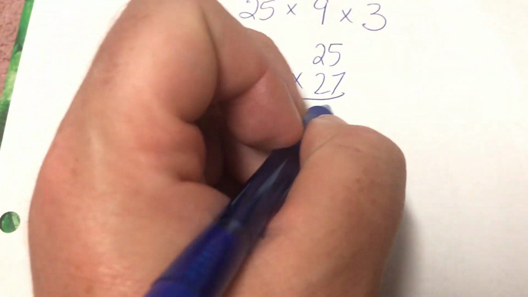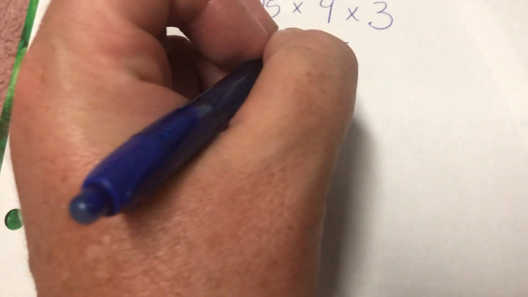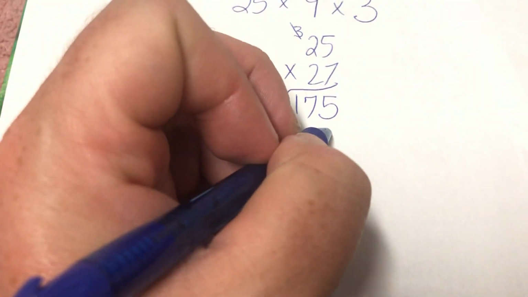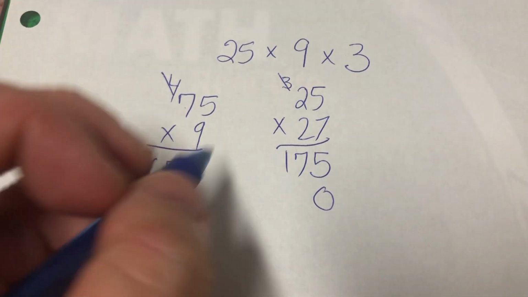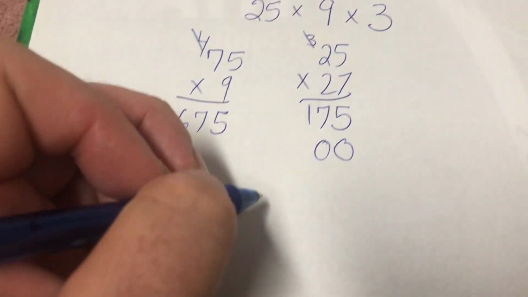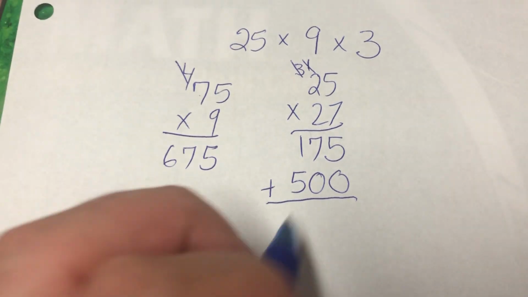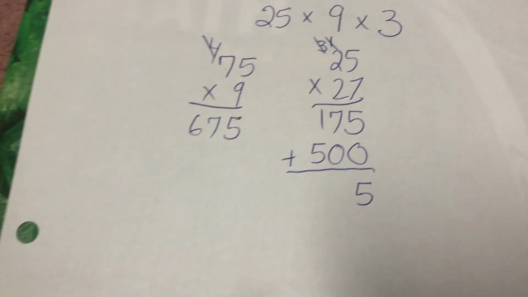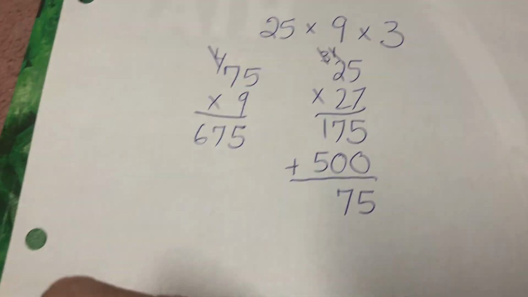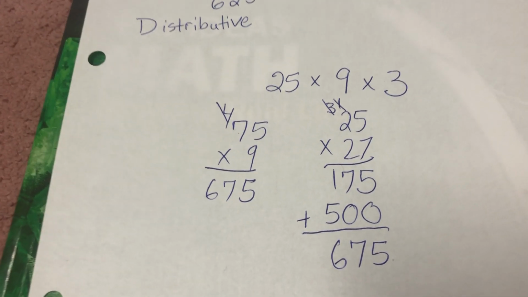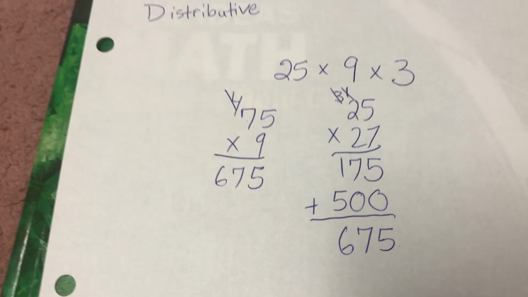Well, 7 times 5 is 35. Put the 5 down, carry the 3. 7 times 2 is 14, plus 3 is 17. Put the 0 down so it all lines up with my 2. 2 times 5 is 10. Put the 0 down, carry the 1. 2 times 2 is 4, plus 1 is 5. I go ahead and add these. 5 plus 0 is 5. 7 plus 0 is 7. 1 plus 5 is 6. I get 675 there, 675 here.